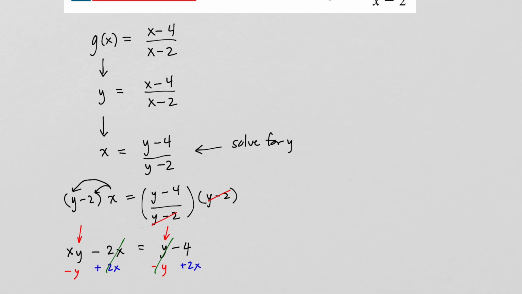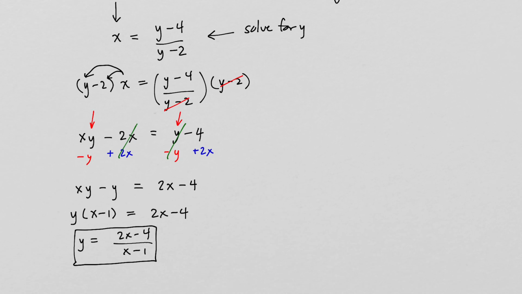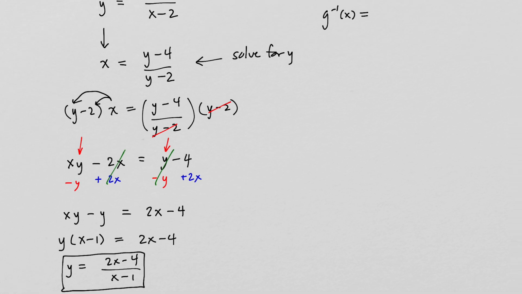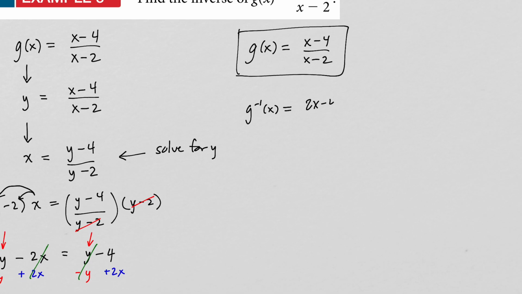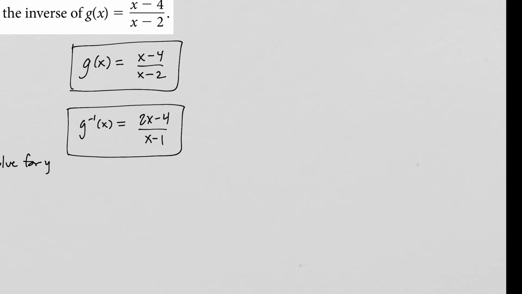Now, if you go back to the beginning, our function was g of x equals x minus 4 divided by x minus 2. And now we know g inverse of x is this function down here, 2x minus 4 divided by x minus 1. All right, now do we believe that these are inverses? Well, we can do a simple check, and this isn't a sure thing, but it will definitely help you understand if this is an inverse or not.